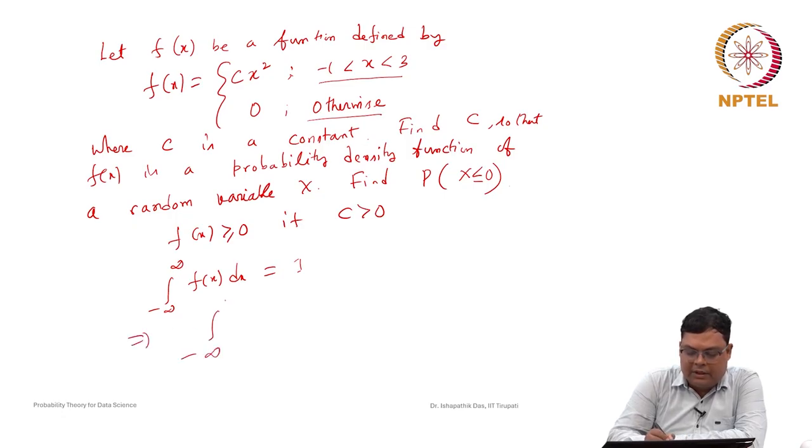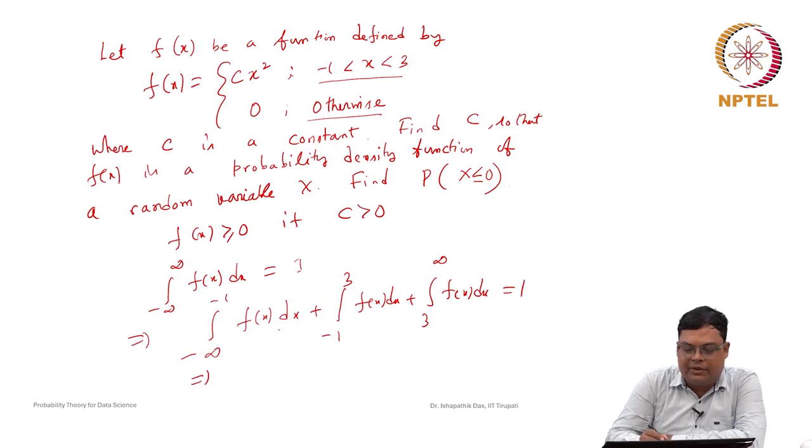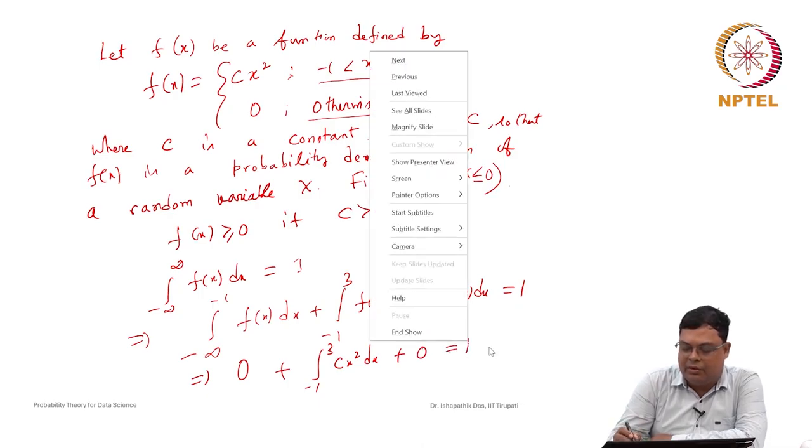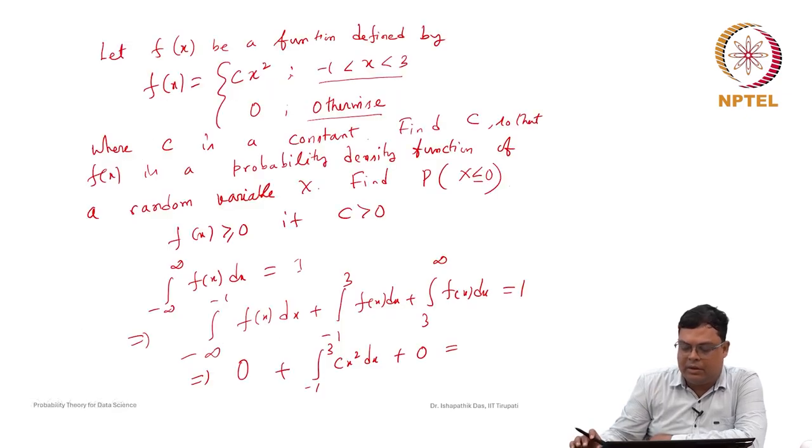So this is the integral from minus infinity to minus 1 of f(x) dx, plus the integral from minus 1 to 3 of f(x) dx, plus the integral from 3 to infinity of f(x) dx, which is equal to 1. Because f(x) is 0 in the first interval, that part will be 0. Then we have the integral from minus 1 to 3 of c x square dx, and again from 3 to infinity f(x) is 0, so that part will be 0. Then this is equal to 1, and we have to solve it.